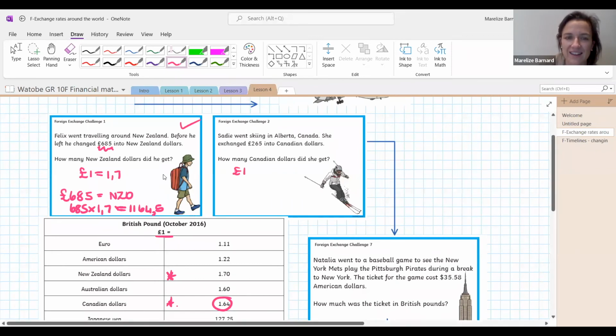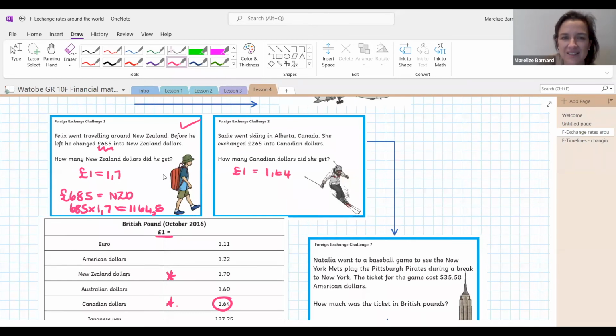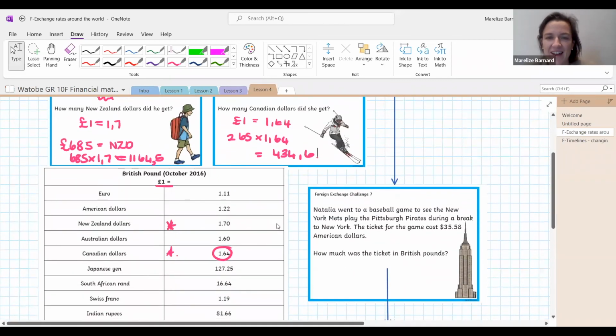Well done. So 1 pound is 1,64 Canadian dollars. So again, we go 265 times 1,64, and that should give us 434,6. So 265 times 1.64 is equal to 434,6. Okay, right, off to the next country we go.